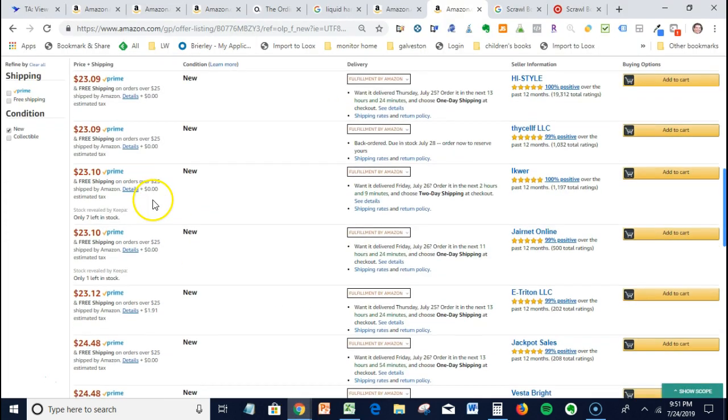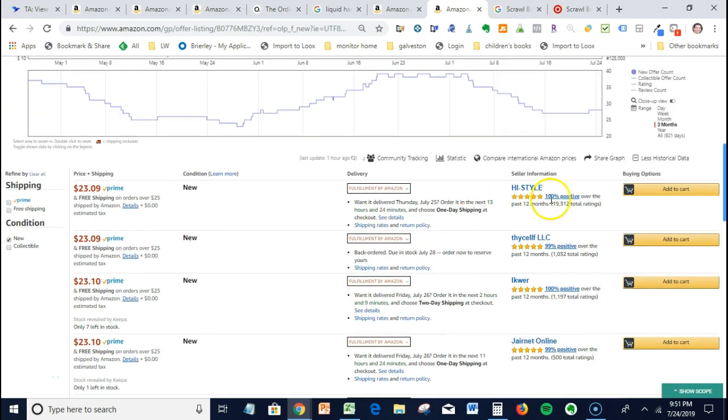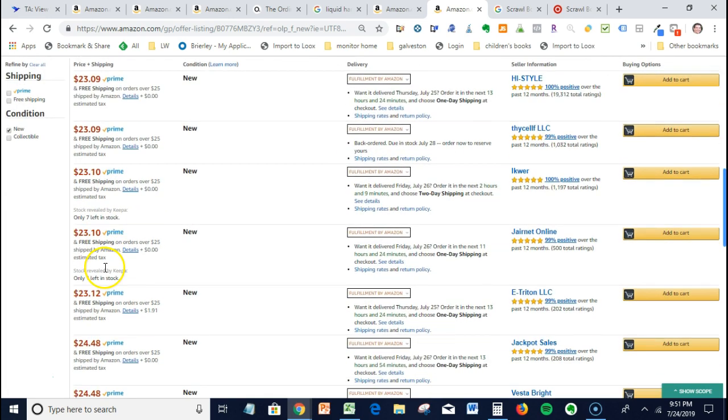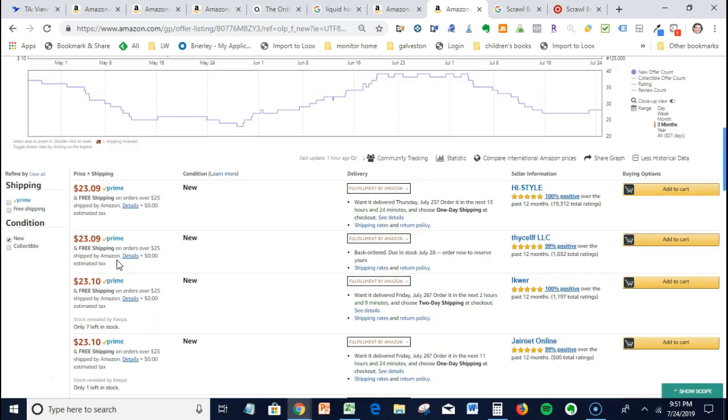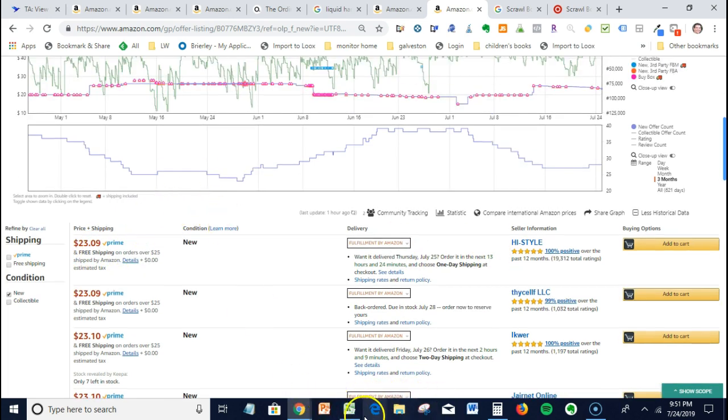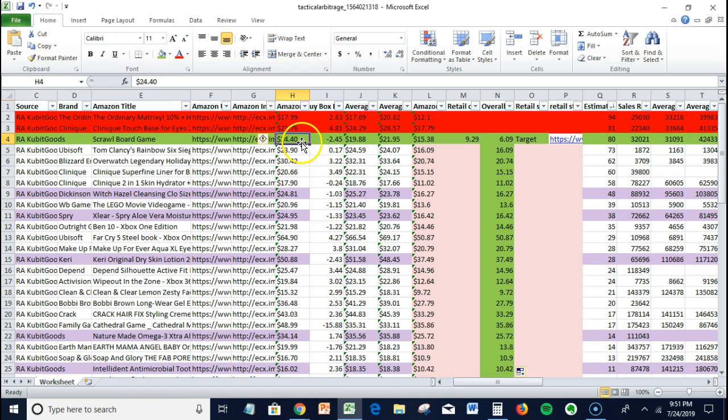So $23.09, it looks like this guy's got quite a few in stock, because it says this guy has 7 in stock, this has 1. So I would say it looks pretty good. This is back ordered. Whenever you see people with back order, that's a good sign. That means it's selling pretty well. This guy doesn't say how many he's got, which means he probably has a lot of them. But $23.09 is still profitable, so we could meet his price and still make a decent profit. Okay, so I'd say that's a good one here.